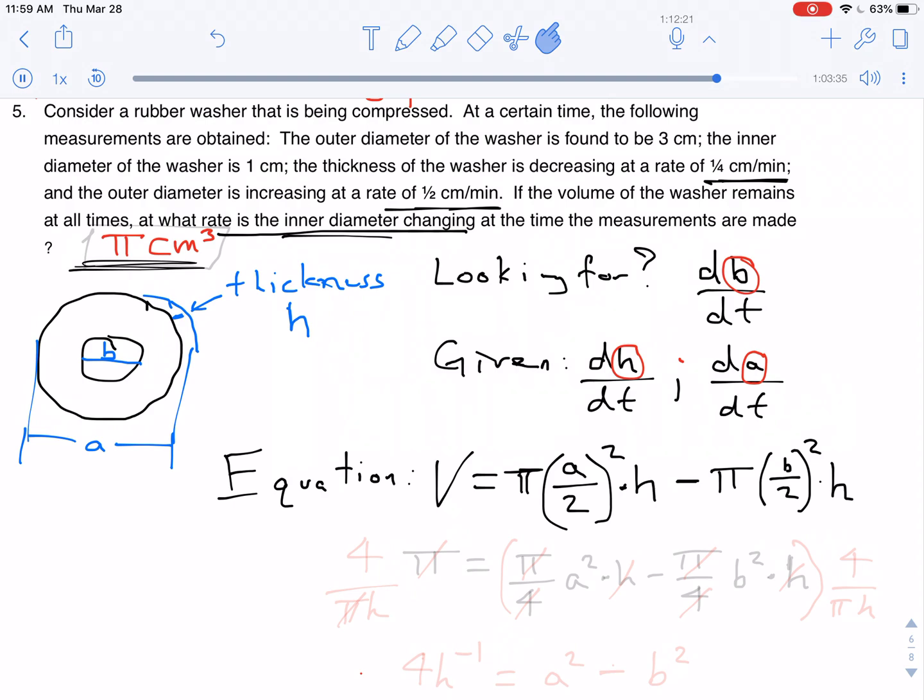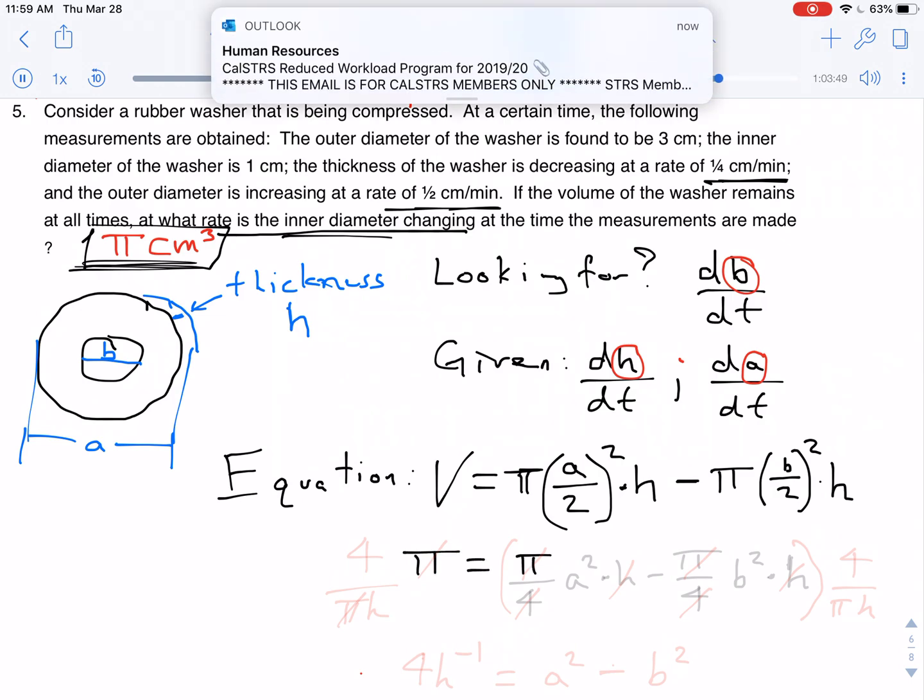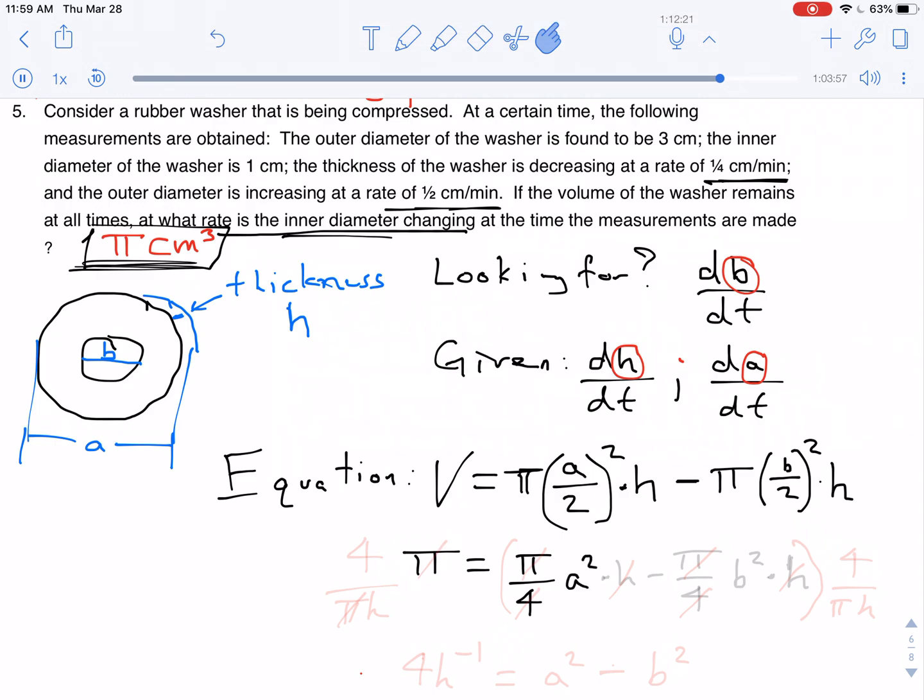I'm going to simplify this a little bit and notice that my volume, pi, is a constant, whereas my A, my B, and my H are changing. My volume is pi. I'm kind of simplifying things. I get pi over 4, because my 2 on the bottom gets squared, A squared times H, minus, again, pi over 4 B squared.